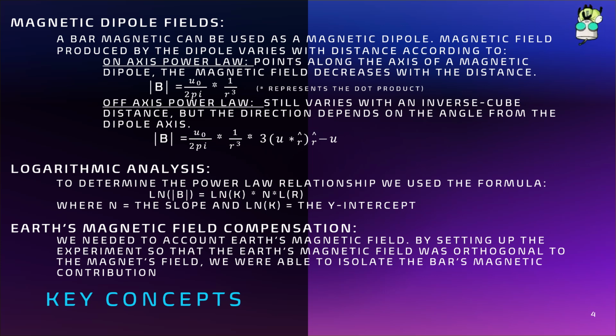The Earth's magnetic field compensation. We needed to account for Earth's magnetic field. By setting up the experiment so that the Earth's magnetic field was orthogonal to the magnetic field, we were able to isolate the bar magnet's contribution.